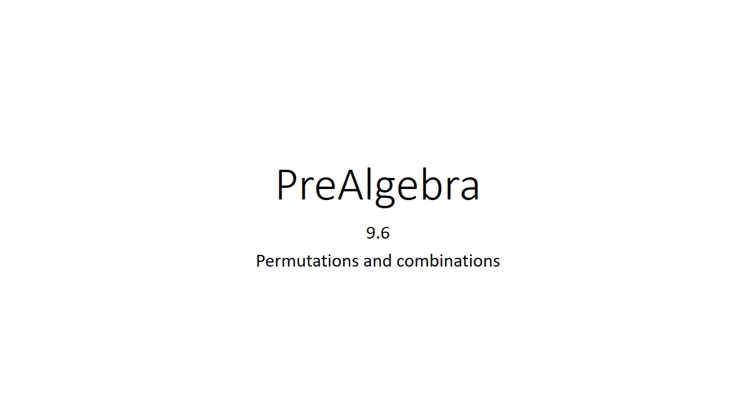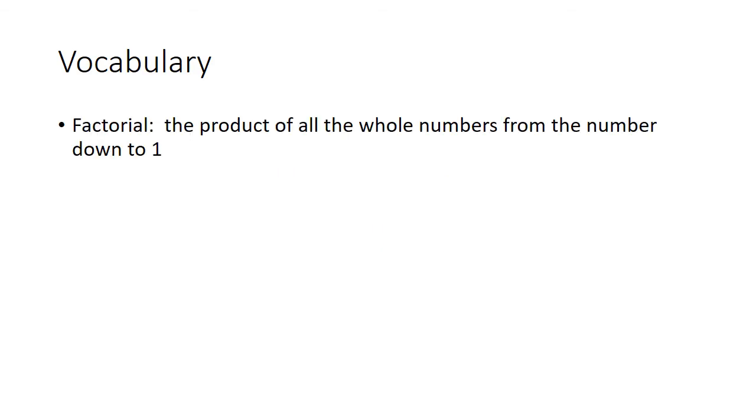All right, this is video 9.6. We are doing permutations and combinations today. A couple of vocabulary terms. The first thing you need to know is what factorial is.